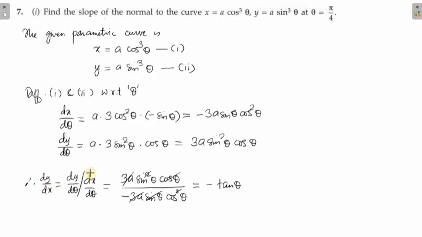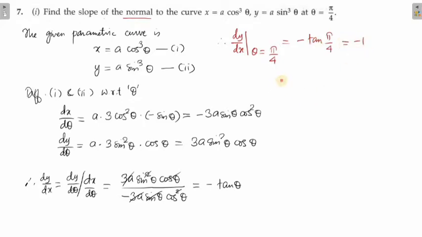Now let's find the slope of the tangent. We will find dy by dx at theta equals pi by 4. Oh sorry, by the way, the question is asking you to find the slope of the normal. Therefore we have dy by dx at theta equals pi by 4, which is equal to minus tan theta. In place of theta I write pi by 4. Pi by 4 is 45 degrees, so tan 45 degrees is 1. That's why it is minus 1.